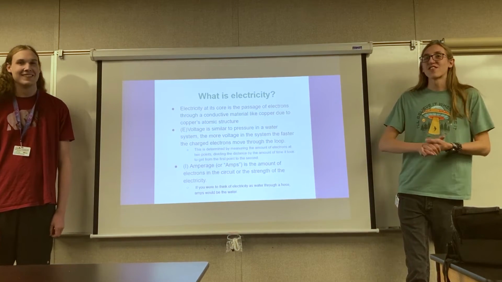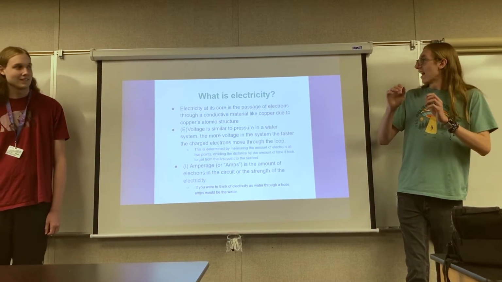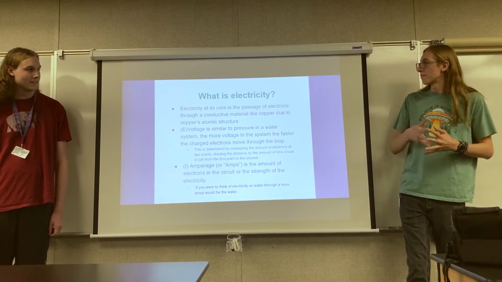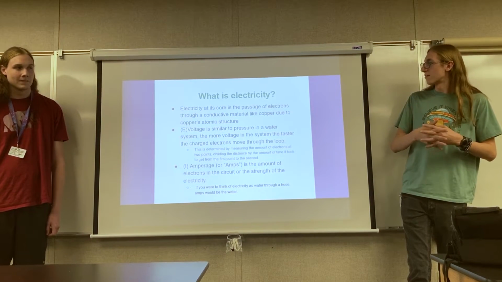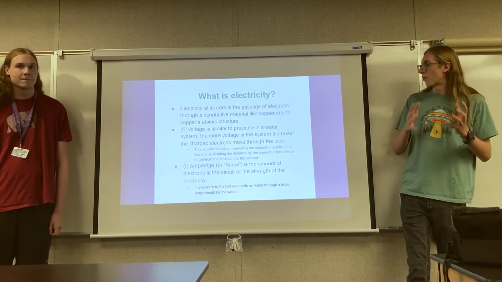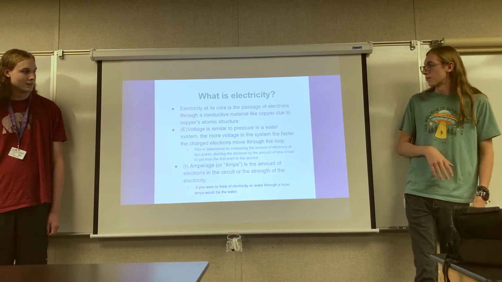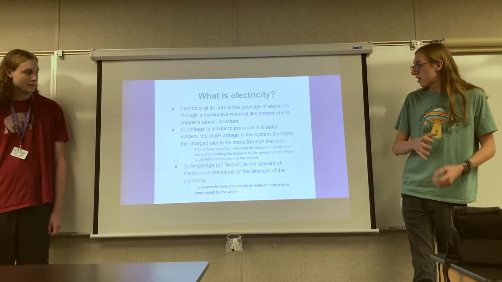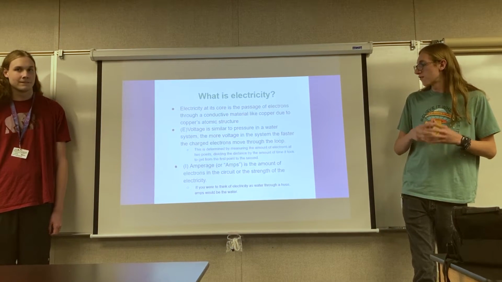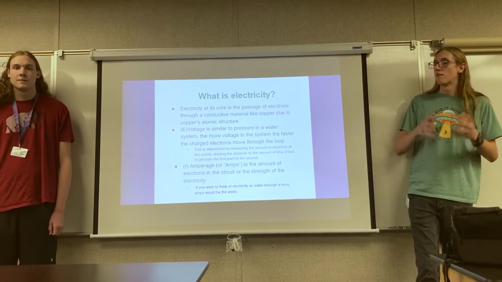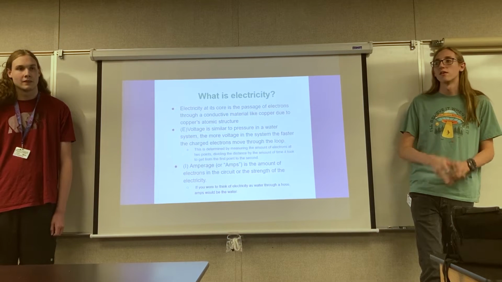So what is electricity? At its core, it's the passage of electrons through a conductive material like copper due to copper's atomic structure. Voltage is similar to pressure in a water system, and the more voltage you have in the system, the faster the charged electrons will move through the loop. Amps is a unit of electricity that measures the amount of electrons in the circuit, or the strength of the electricity. The more amps you have, the stronger the current.